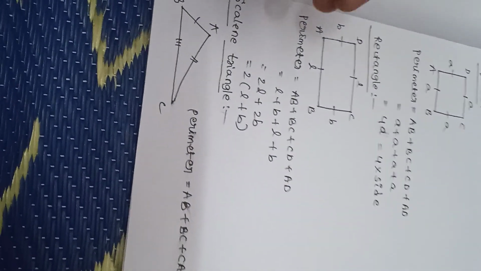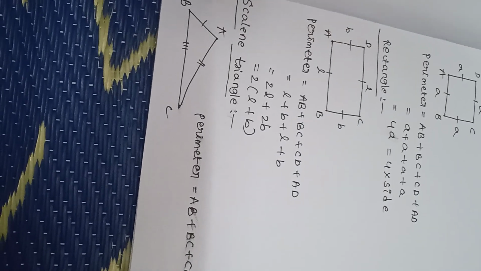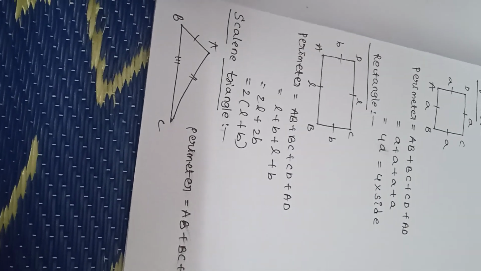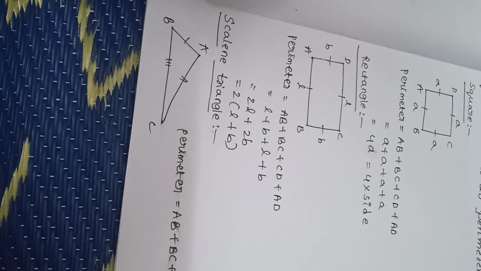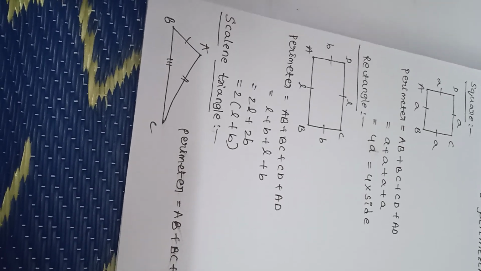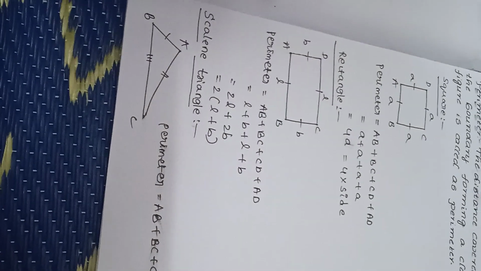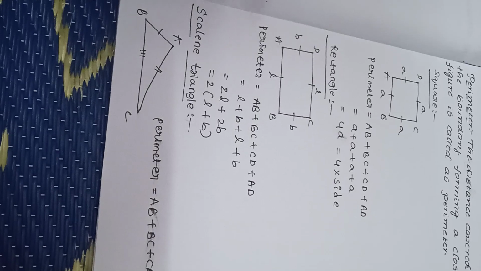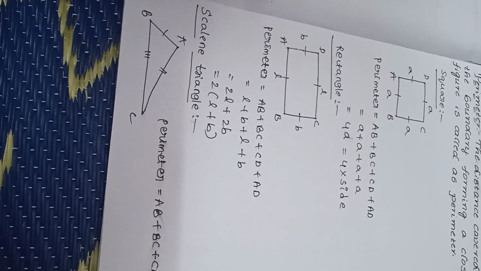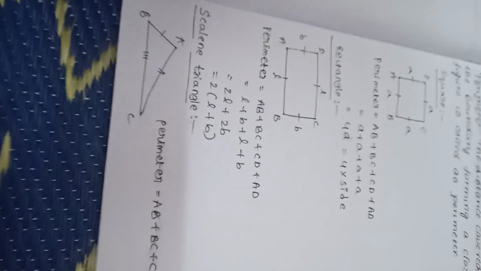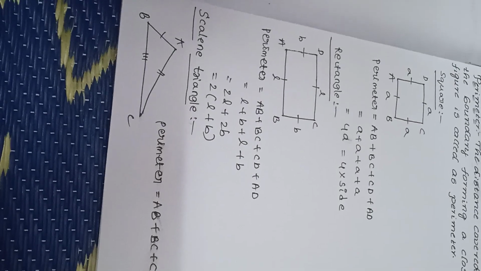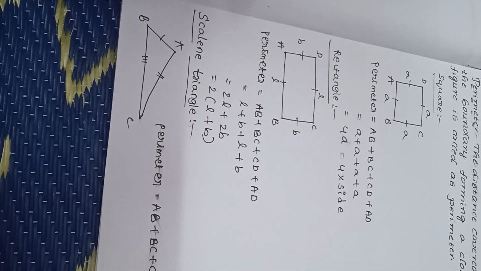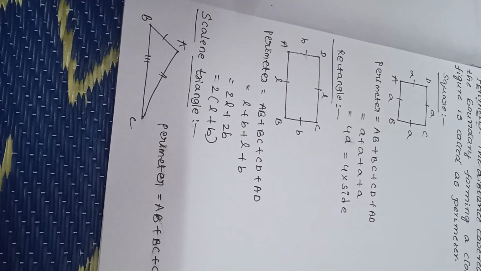Suppose what is the perimeter of an equilateral triangle? Equilateral triangle means all sides are equal. So for any regular polygon, the perimeter is n into number of sides is the formula for that. So for equilateral triangle, 3 into side is the formula for the perimeter of an equilateral triangle.